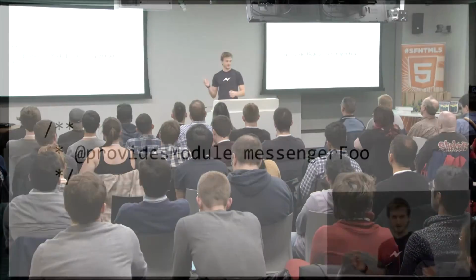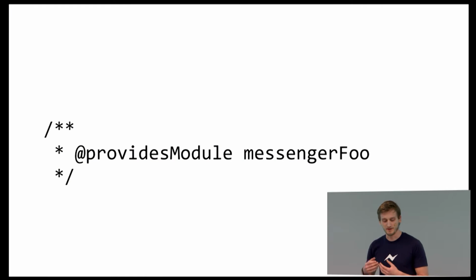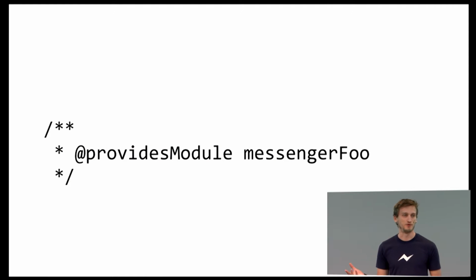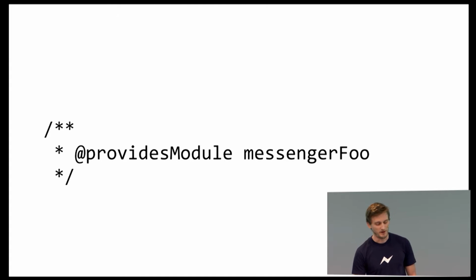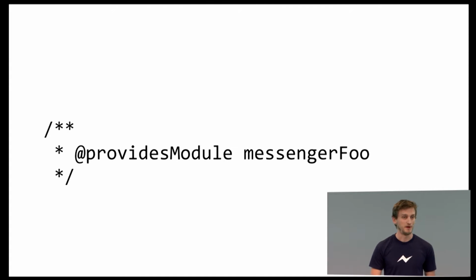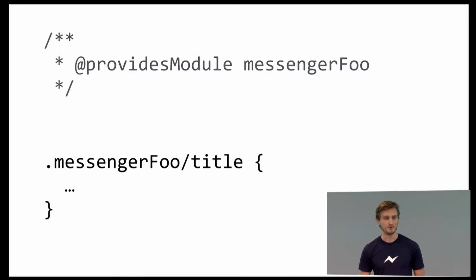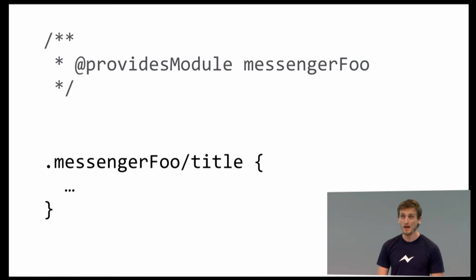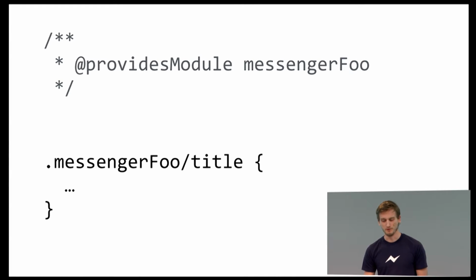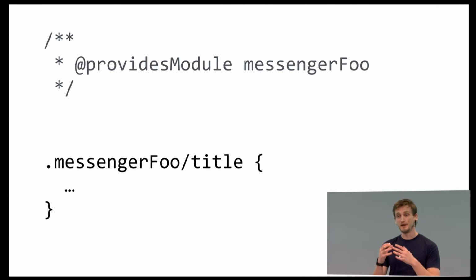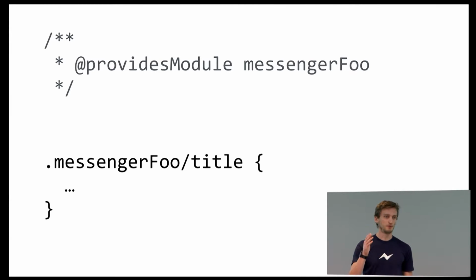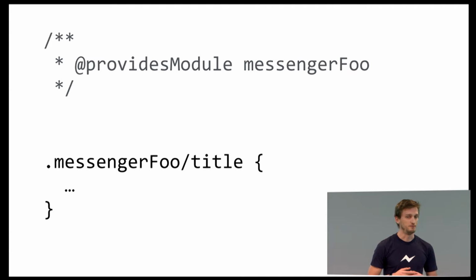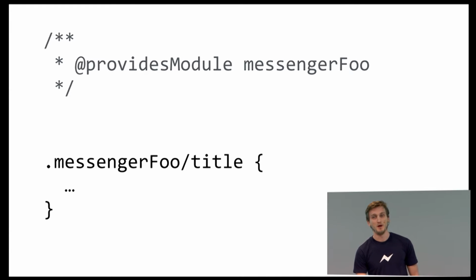And this is all you need to make a module. JavaScript or CSS. In this case, we're making an example Messenger foo CSS module. The file name should also be named accordingly, but that's all you need, a doc block. And then you go about adding rules to your CSS file. And the Quick view will notice that that's not valid syntax. We'll get to that later. But it does tell a story. It tells a story that this is the title rule from the Messenger foo module. And whenever you look at this rule, you know what it is.